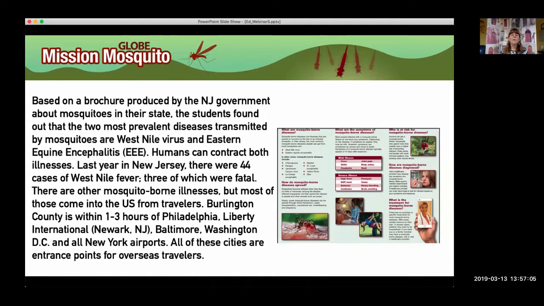And because they're within 1 to 3 hours of many, many airports, that also creates some entrance points for overseas travelers who perhaps didn't realize that when they had been bitten by a mosquito as they were sunning on the beach somewhere, that mosquito perhaps transmitted a virus to them. If another mosquito of the same species were to bite them when they come back to New Jersey, then that mosquito could potentially transmit that disease to other people.